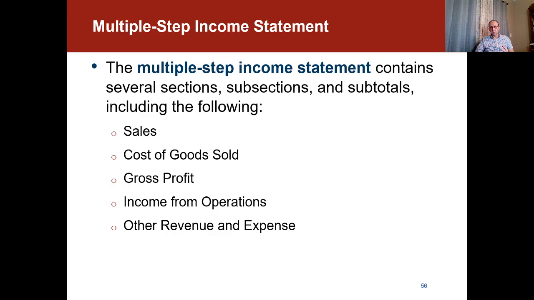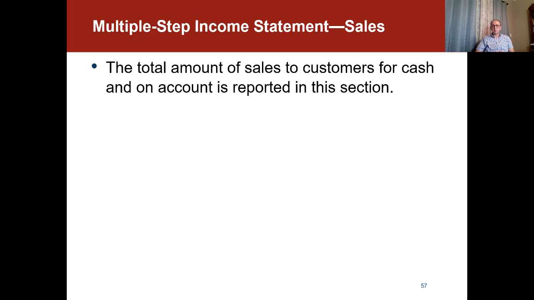So we start with sales. We have to get the cost of goods sold and the gross profit, income from operations, also other revenues and expenses, and then at the very end we'll get to the net income. The total amount of sales to customers for cash or on account is reported in the sales section. So whether it's in cash or on account, they are combined together and we call them sales. We really don't differentiate between cash sales and credit sales or sales on account.